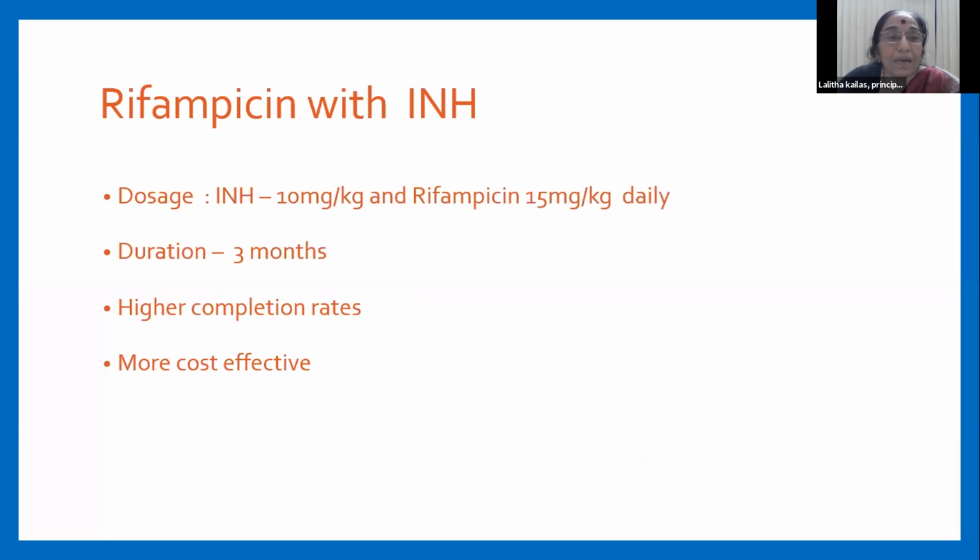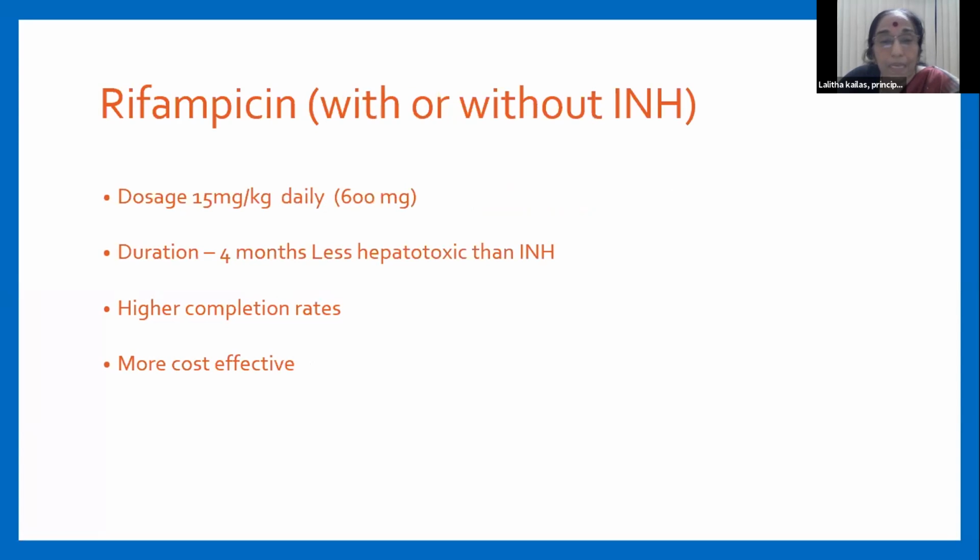Can I have the next? The next is actually rifampicin with INH. The INH dose is 10 milligram per kilogram with rifampicin 50 milligram per kilogram daily. The duration is 3 months. Naturally, when you have a lesser duration, there is a higher completion rate, and it is also more cost effective. Next slide, please. The next is 3 to 4 months of rifampicin alone. That is 15 milligram per kilogram, but this is not very accepted by us.